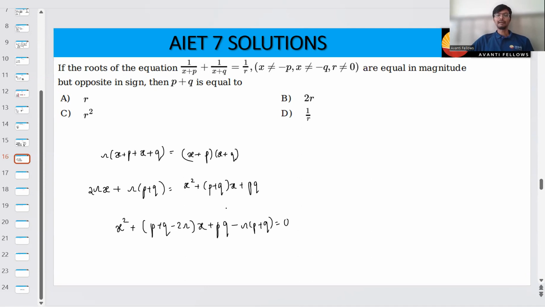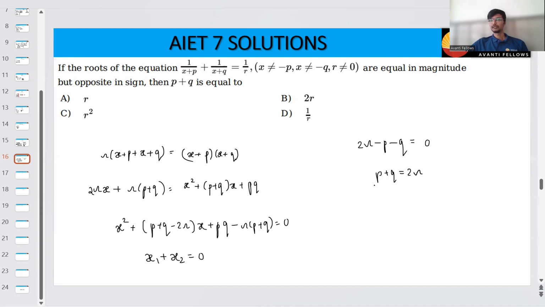The roots are equal in magnitude but opposite in sign. That means sum of the roots x1 plus x2 will be 0, right? Because they are equal in magnitude but opposite in sign. What is the sum of the roots? Sum of the roots is minus b by a. So 2r minus p minus q equals to 0. So p plus q will be equals to 2r. Simple as that. So that is option number B.